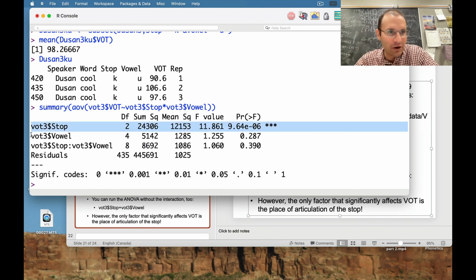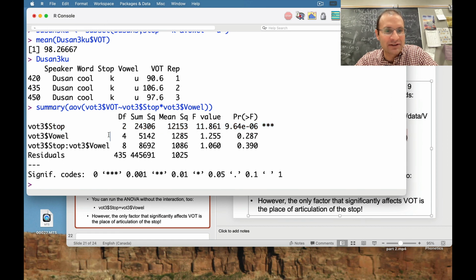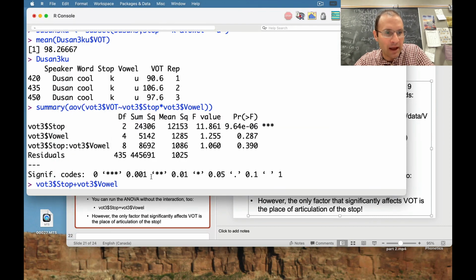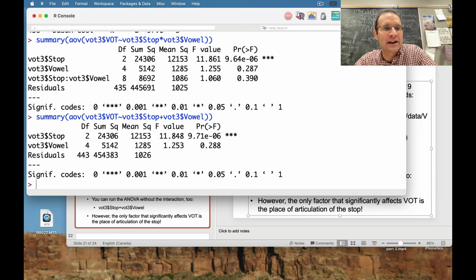How about that? But either way, this is the only one you have to worry about as being significant. To really do your homework the right way, you'd have to run post hoc tests to figure out what that means. I'm not going to do that right now. I will point out that you can run the ANOVA without the interaction too. Go back to this. And instead of using that asterisk operator there, you can use the plus symbol, which just means consider these 2 factors independently without considering their interaction.